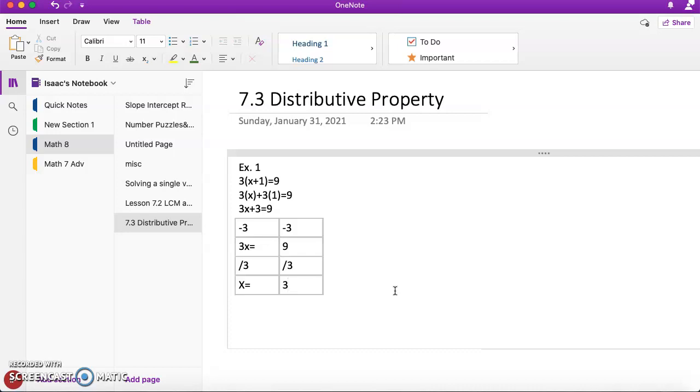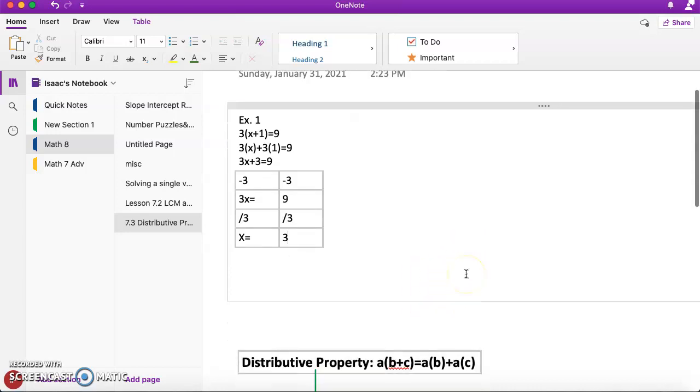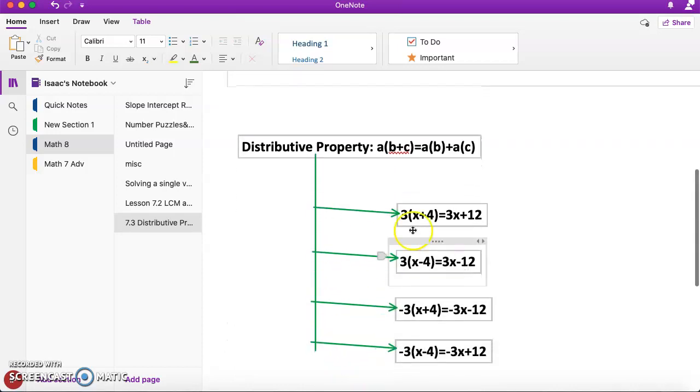Okay, glad you're back. Now we're going to copy this diagram onto your notes underneath that definition. This one right here, distributive property, A times the quantity of B plus C equals A times the quantity of B plus A times the quantity of C. And then we've got 4 examples of that. We see 3 times the quantity of x plus 4 is equal to 3x plus 12. And then 3 times the quantity of x minus 4 equals 3x minus 12.